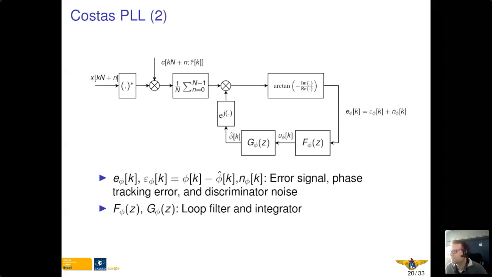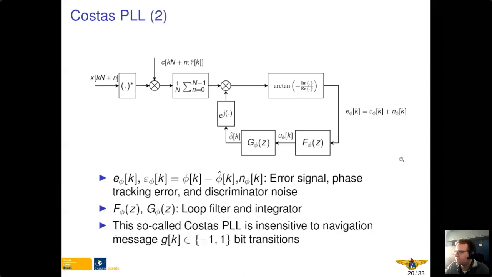And the output of this filter is entering the integrator. The integrator is integrating all these phase error estimates, or filtered phase error estimates, and by the integration of this, it can generate a new phase estimate phi hat of k that is then used in the loop, and we can close this feedback structure.